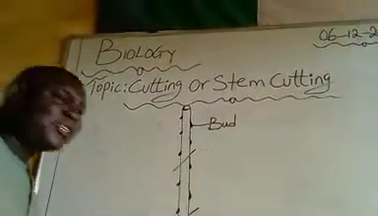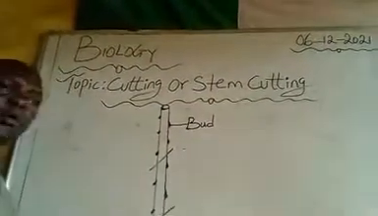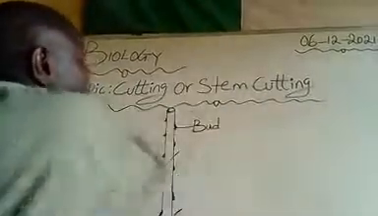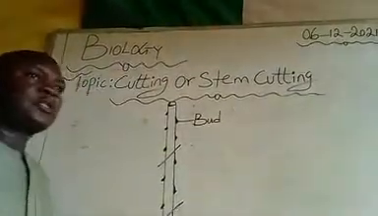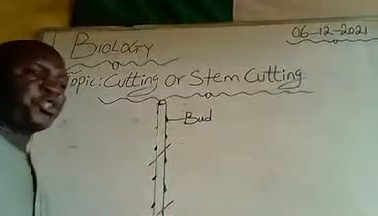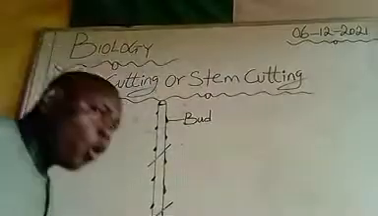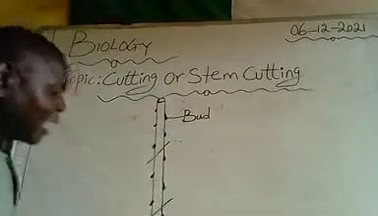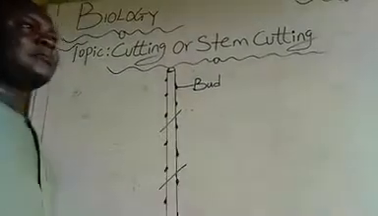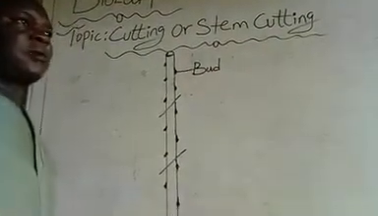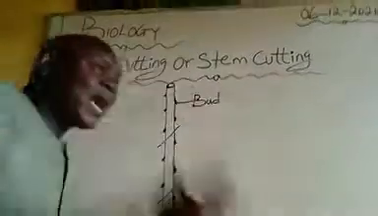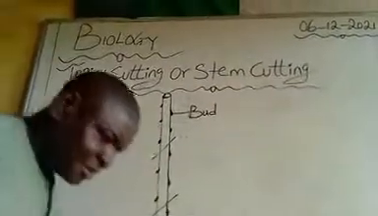Cutting is not restricted to stem cutting alone. If you cut the branch of a tree into portions, you can plant those portions so as to get new plants. You can cut the root of the plant into portions. Then you start planting those portions so as to get new plants.